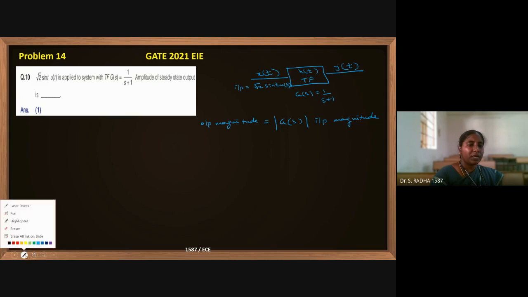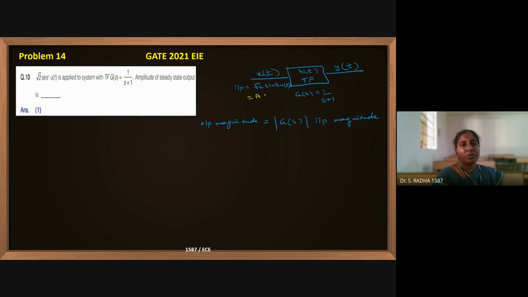Now you can take the input comparative to this of the form A into cos or sin omega t, u of t. The value of u of t is 1, the step signal. The diagram will be like this, the height is 1. So u of t I am substituting as 1. Now the magnitude of input is capital A, which is root 2. Now mod G of s equals output magnitude, which I have to find.